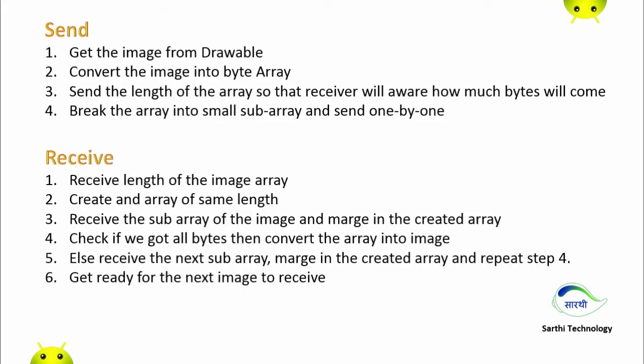And on the receiver side, first get the length of the image array, that is this. Third step we get here. After that, create an array of the same length. And third, receive the first sub-array and merge that sub-array into the created array. This second point is the created array, and in this array we will merge the received sub-array, and after that we will check if we got all the bytes, then convert this array into the image.